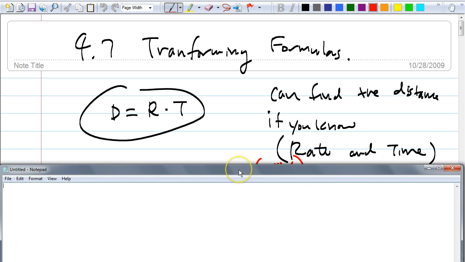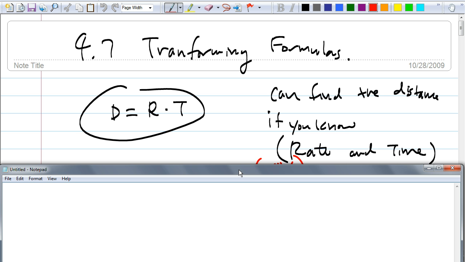this formula, D is equal to RT. How many people have heard of this formula before? Very good. Royce, what does it represent? Rate times time equals distance. That's distance equal to rate times time, exactly right. This formula is really useful if you know the rate and time. All you have to do is multiply rate and time and you get the distance.